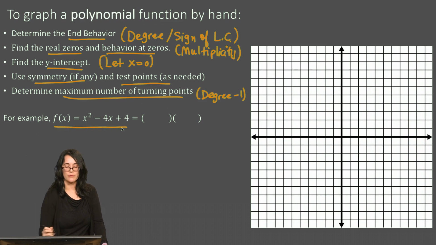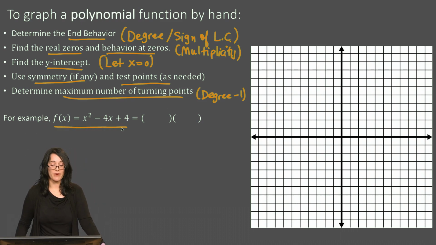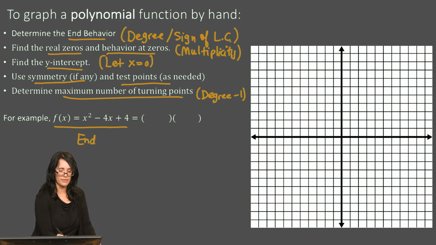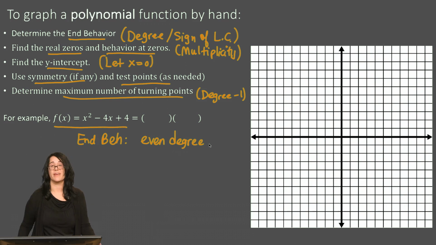F of x is equal to x squared minus 4x plus 4. Well, that's a degree 2 polynomial. So if I was trying to follow this step-by-step approach, I would begin by trying to determine my end behavior, right? So for my end behavior here, I would notice that my degree is 2, which is even. So if I have even degree, that meant what again?